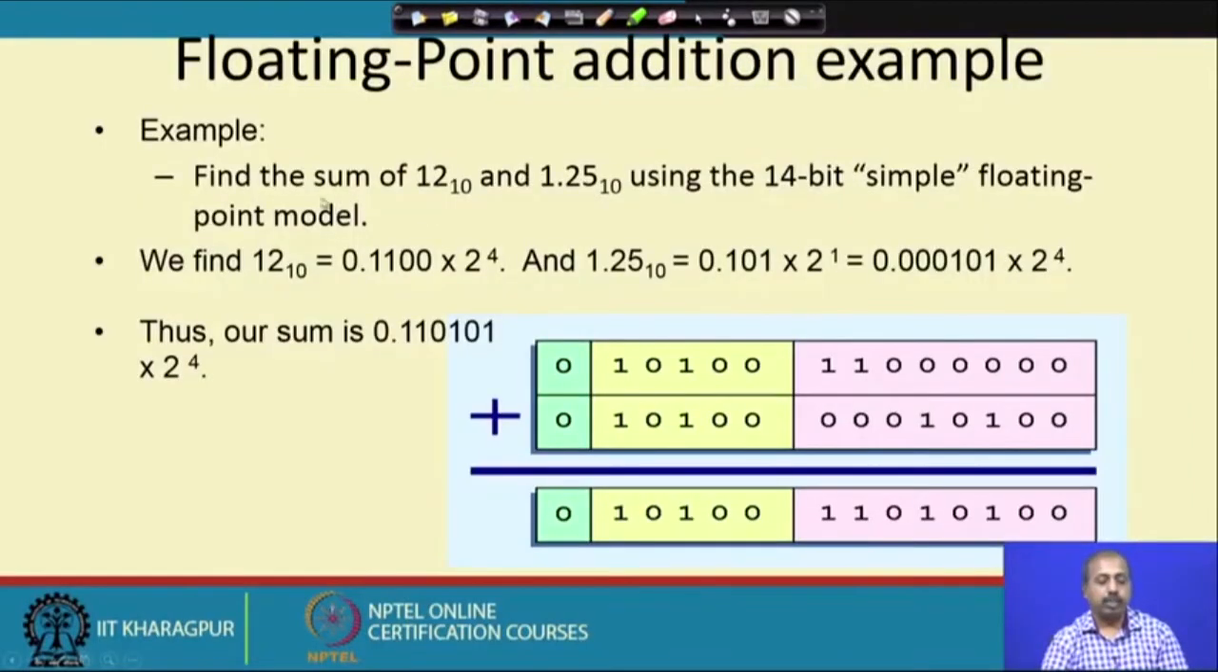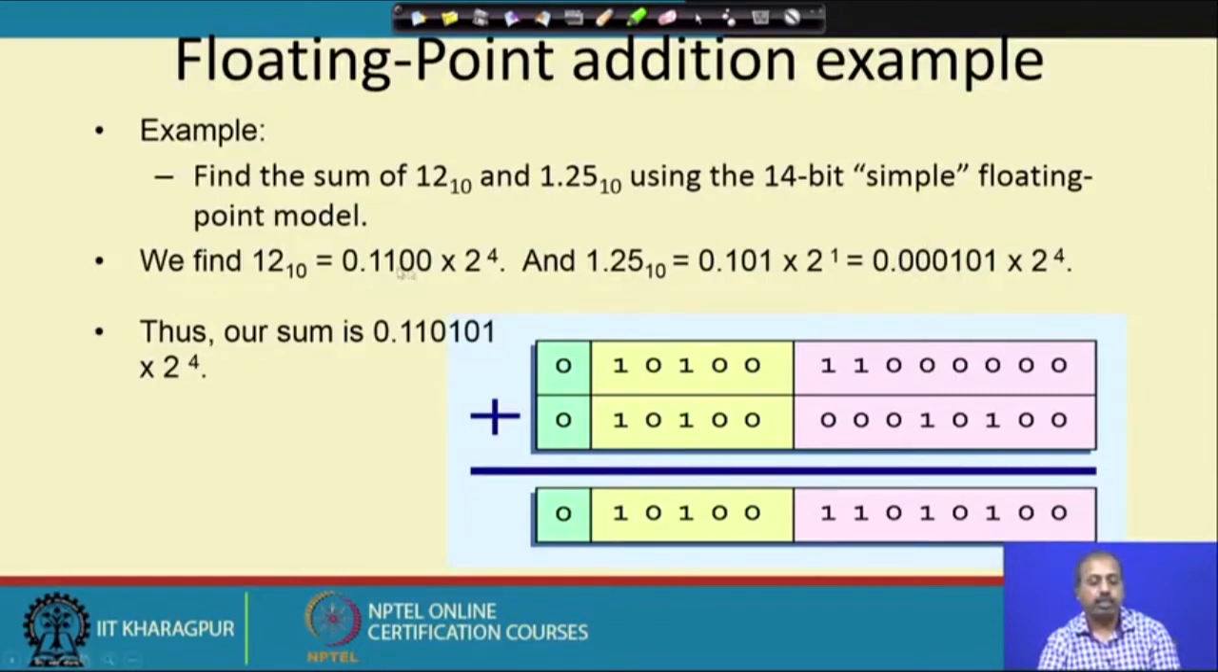So, suppose we are trying to add 12 to the base 10 and 1.25 to the base 10, using the 14 bit simple floating point model that we have. 12 is represented in our normalized model as 0.1100 into 2 power 4, and 1.25 is 0.101 into 2 power 1. So, I have to make both of their exponents the same. We take both of them to exponent 4, the larger one definitely. So, when this is converted to 2 power 4, this becomes the representation.